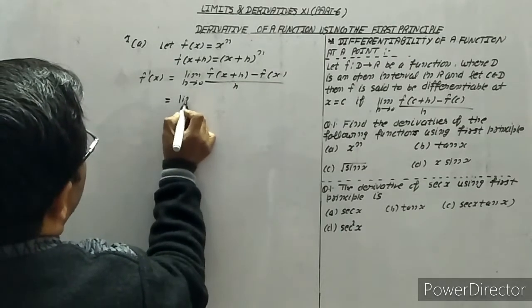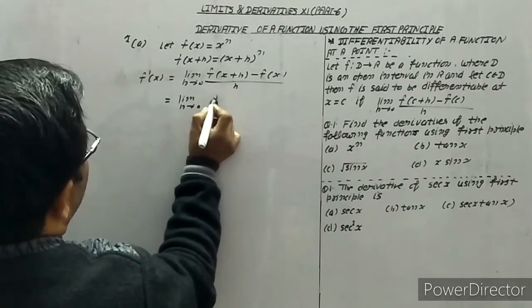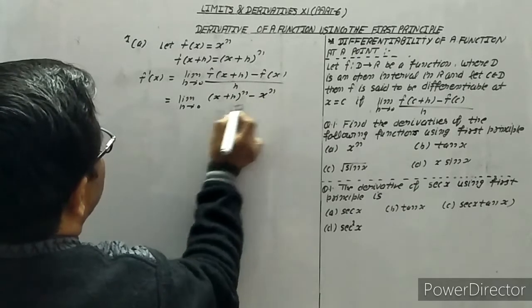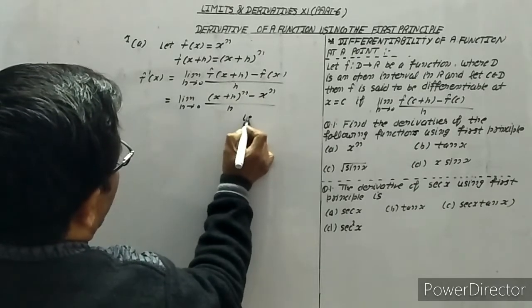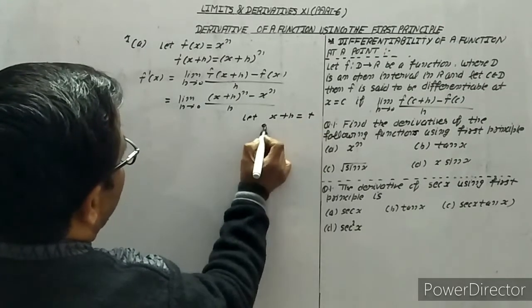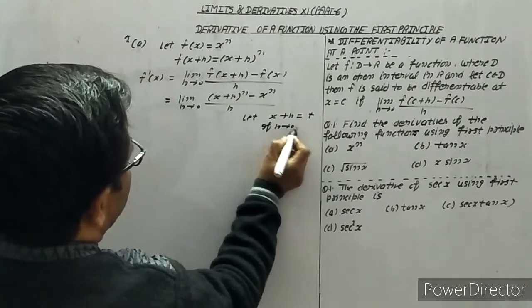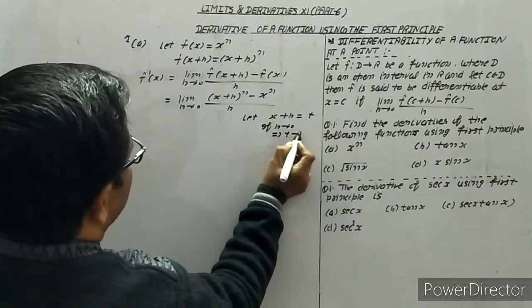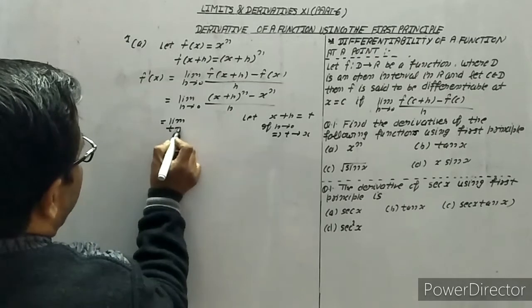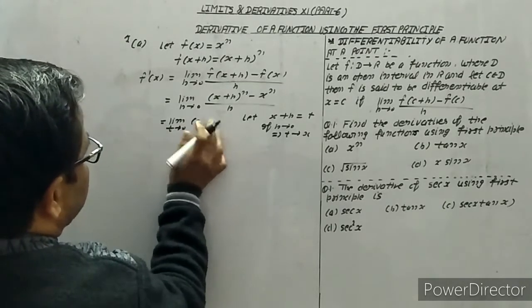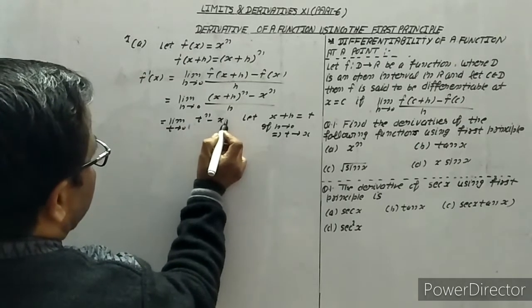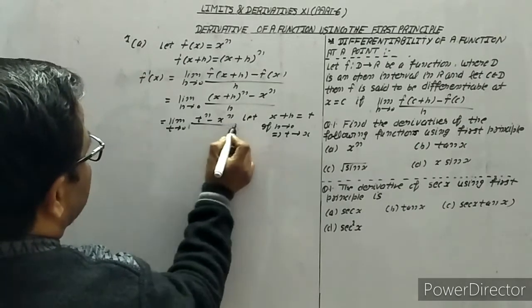Now put the values: limit h tends to 0, this becomes (x plus h) whole raised to power n minus x raised to power n upon h. Now we will consider let x plus h equals t. Now if h tends to 0, it implies that t tends to x. It means what does this become? Limit t tends to x of t raised to power n minus x raised to power n upon t minus x.